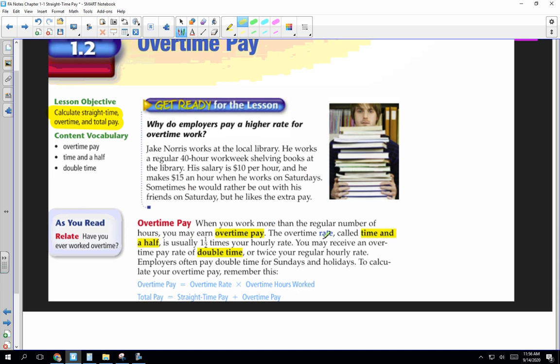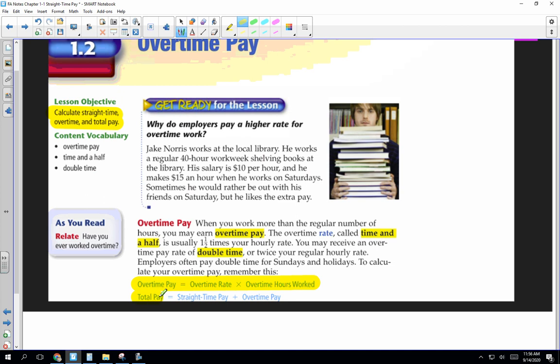The overtime rate, which is called time and a half, is usually 1.5 times your hourly rate. Sometimes it's different. You may receive an overtime pay rate of double time, or twice your regular hourly rate. Employers often pay double time for Sundays and holidays. To calculate your overtime pay, you figure out the overtime rate and multiply it by the number of hours of overtime you worked.